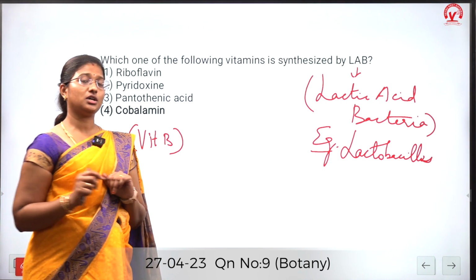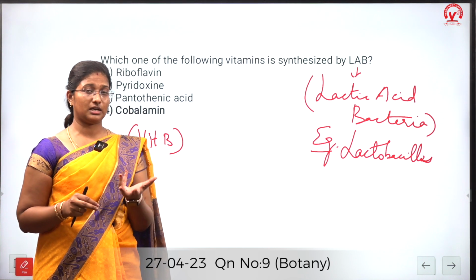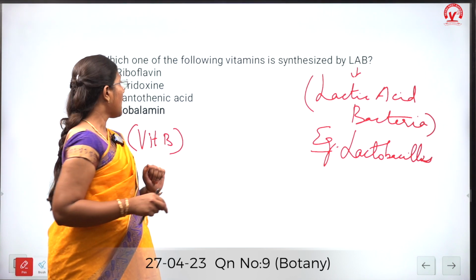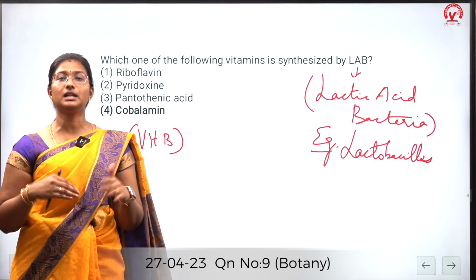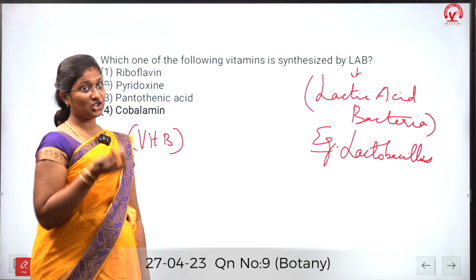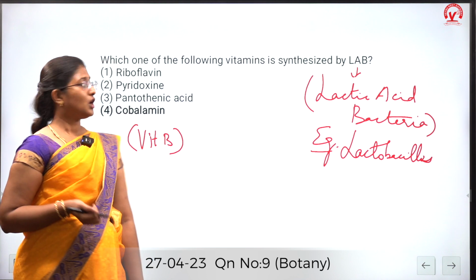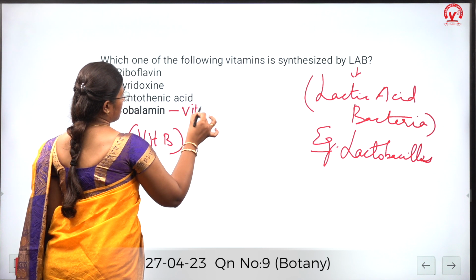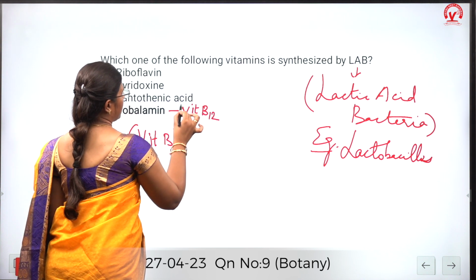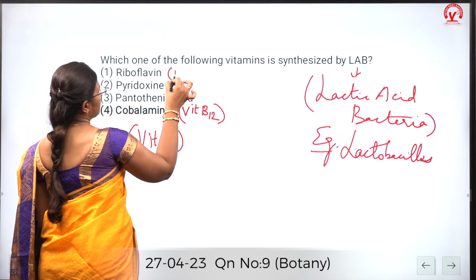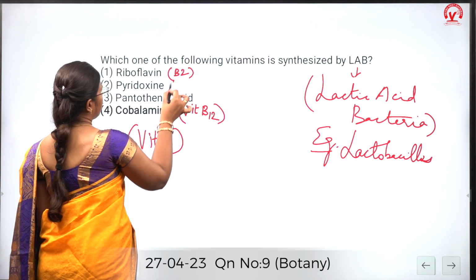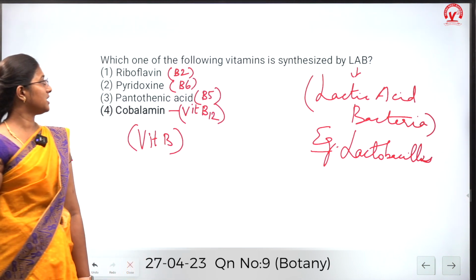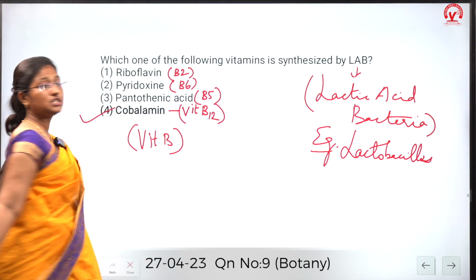At optimum temperature, the bacteria present in that inoculum, the curd which we introduce initially, will contain a lot of Lactobacillus, and those Lactobacillus will convert the milk into curd, where they will enrich the curd with vitamin B12. So which is vitamin B12 here? It is cobalamin. What are these? Vitamin B2 is riboflavin, vitamin B6 is pyridoxine and vitamin B5 is pantothenic acid, isn't it? So the correct option is cobalamin.